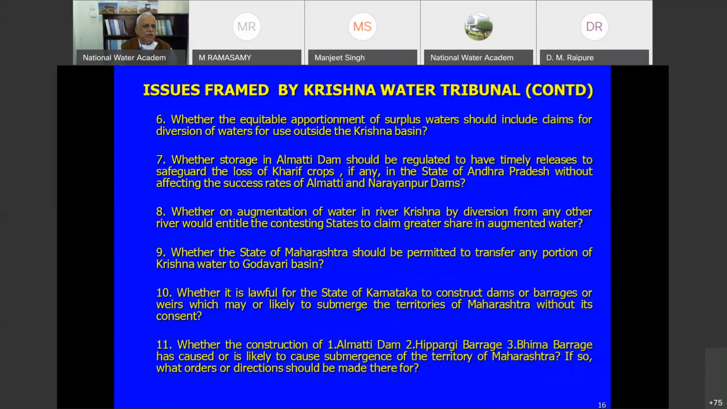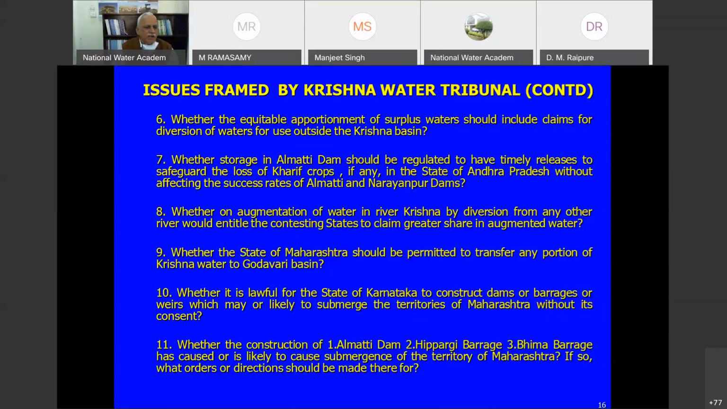Issue number 6, whether the equitable apportionment of surplus water includes claims for diversion of waters for use outside the Krishna basin. Issue number 7, whether storage in Almatti Dam should be regulated to have timely releases to safeguard the loss of Kharif crops, if any, in the state of Andhra Pradesh without affecting the success rates of Almatti and Narayanpur dams.